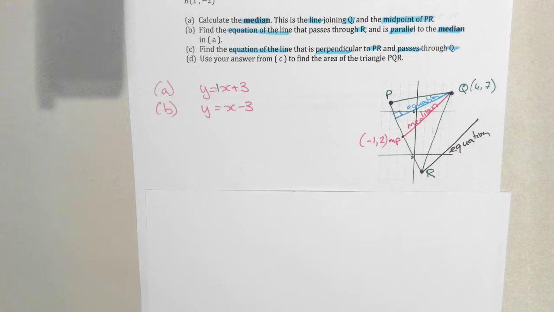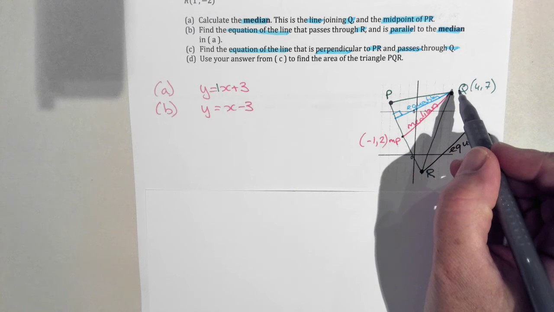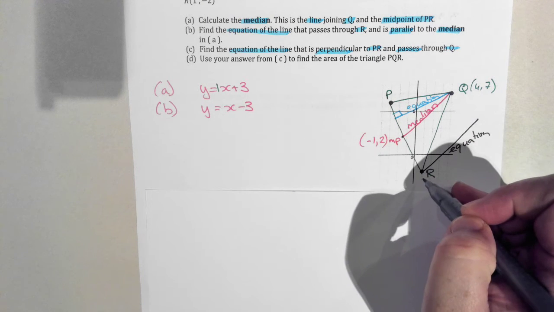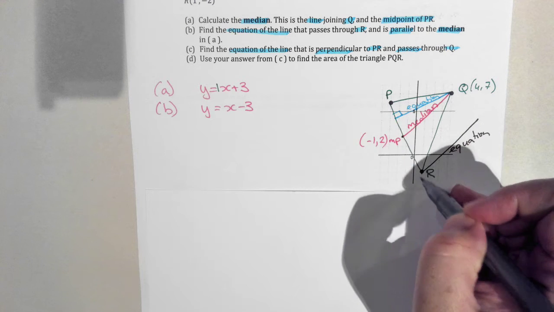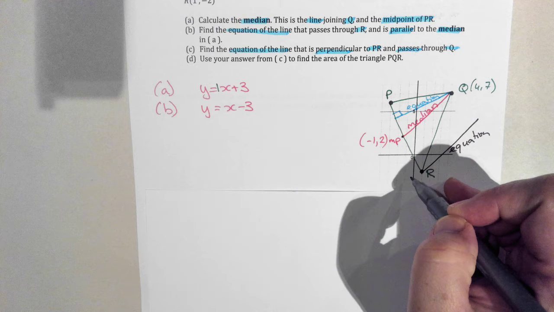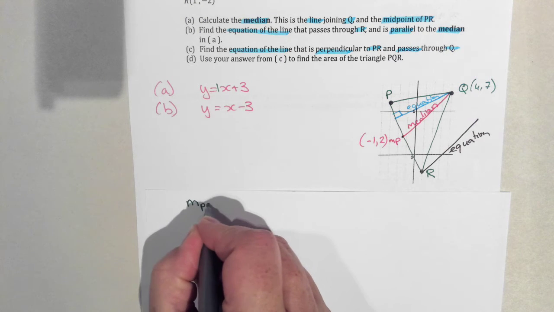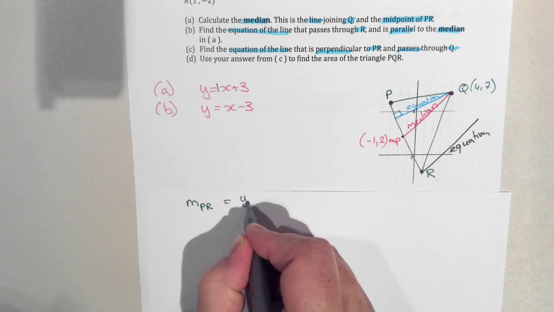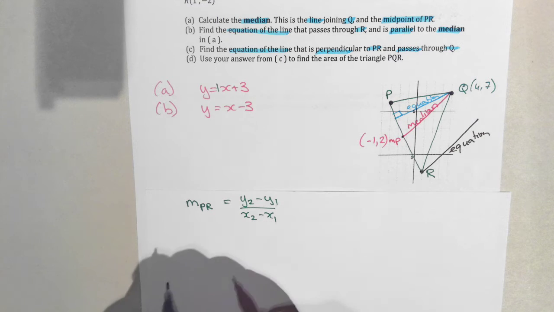Okay, let's think about what it is that we know. We know that it goes through point Q, so that's important for us to know. We know it's perpendicular to PR. So if it's perpendicular to PR, then we know the gradient of this new equation must be the negative reciprocal of the gradient for PR. So let's go and find our gradient for the line PR. Our formula for gradient is y2 minus y1 over x2 minus x1.